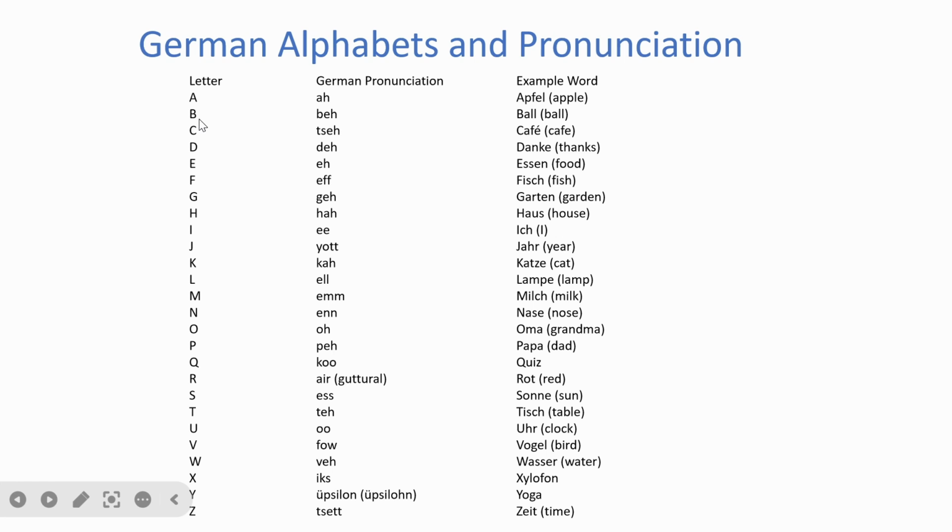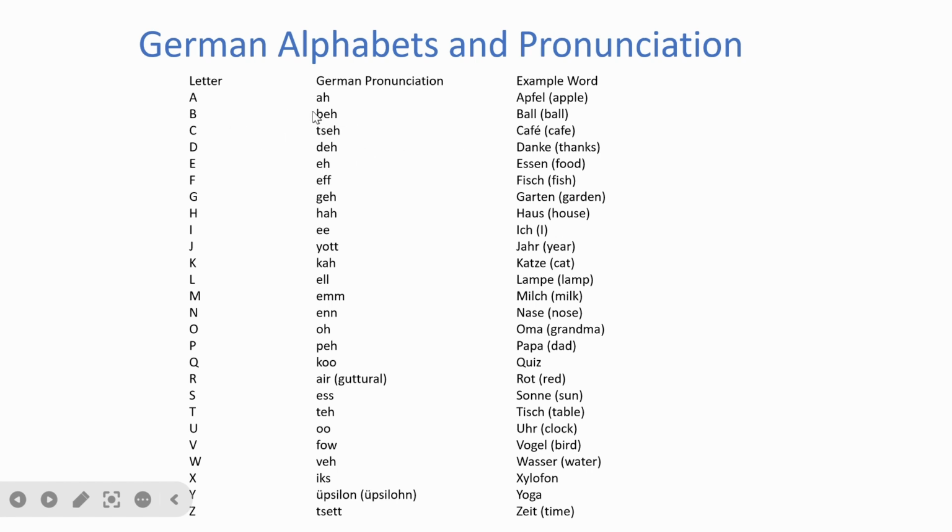Letter B is pronounced as B. For example, Ball. Ball is actually in English, I'm sorry, but it's pronounced as Ball in German.